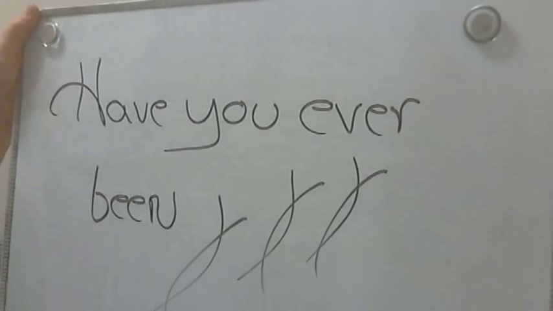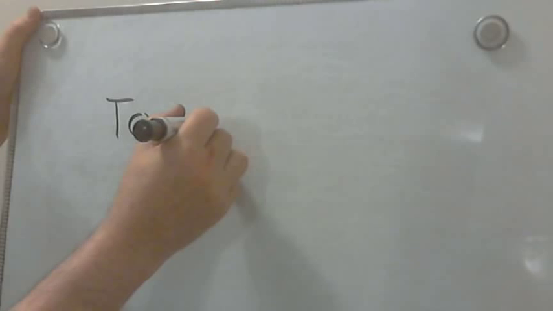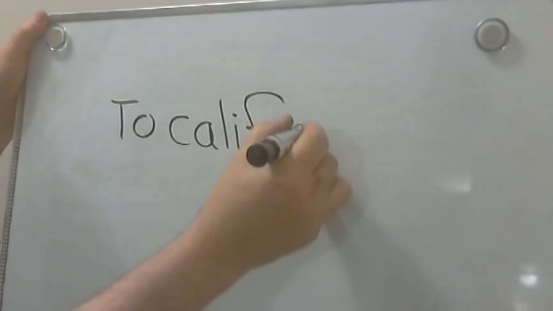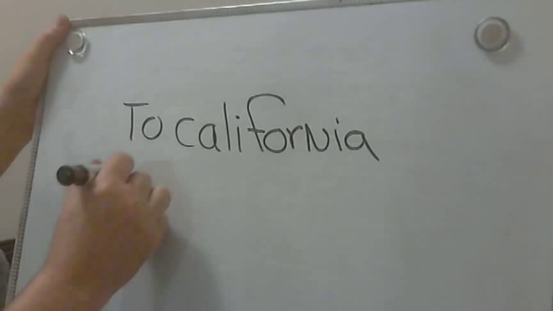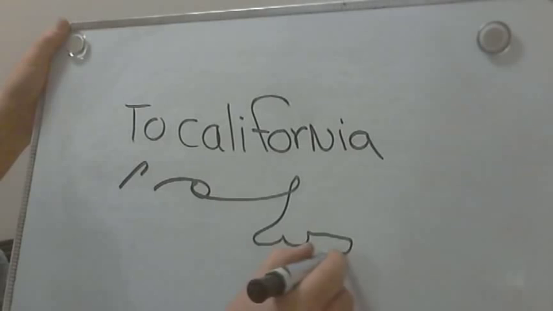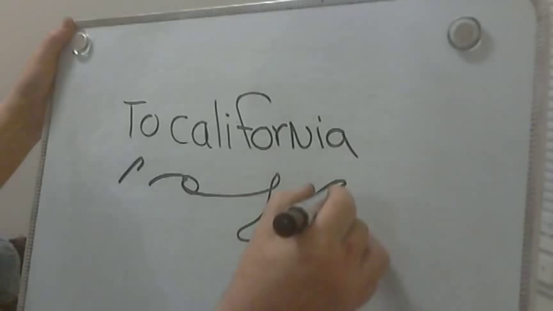And then if we would have finished out the question, for instance, to California. Instead of writing out "to California," we just write the KA that stands for California.